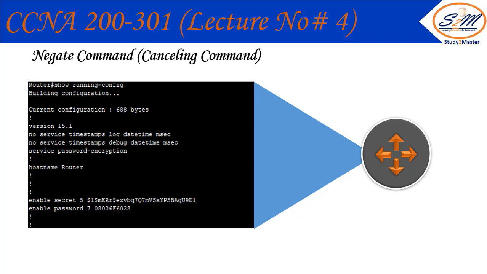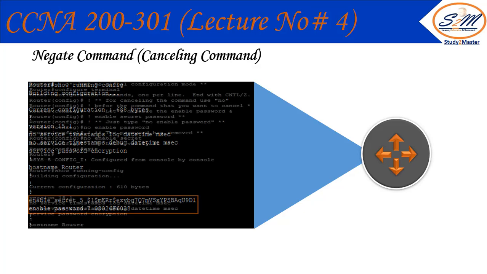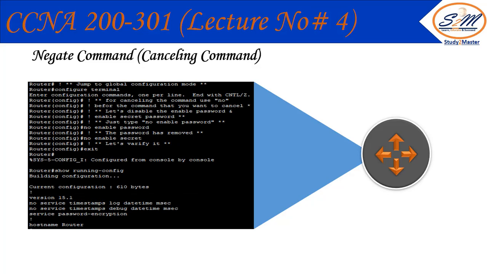Negate command, or canceling commands. What does negate mean? So here I have two types of password I have already enabled: enable secret and also enable password. So how do we cancel these commands in a Cisco router or device? Just put no in front of the command in order to negate or cancel it. Let's check how we disable the password. I have a note and comment for you here as well.